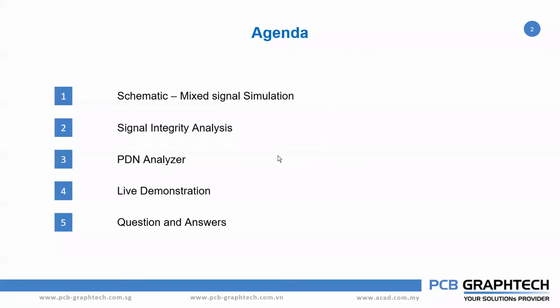So with the PDN analyzer, we are going to see how the power integrity analysis can be done to determine the maximum current that can be passed through a net and the minimum voltage on the DC nets. Then next we will see the live demonstration. And finally, if you have any questions, you can post them in the chat panel so that I can answer you at the end of the session.